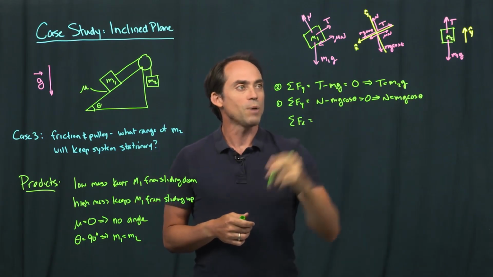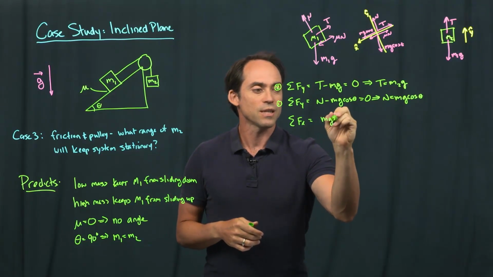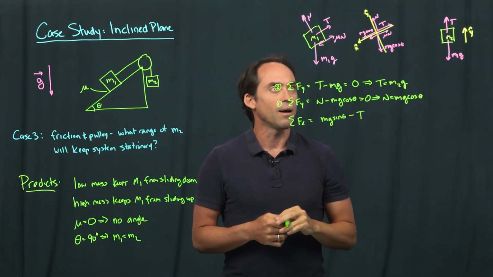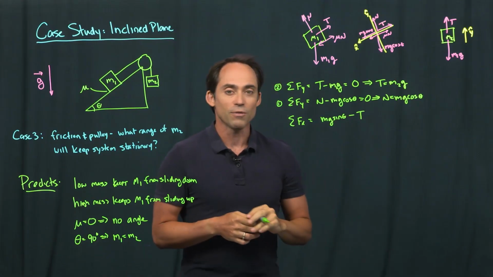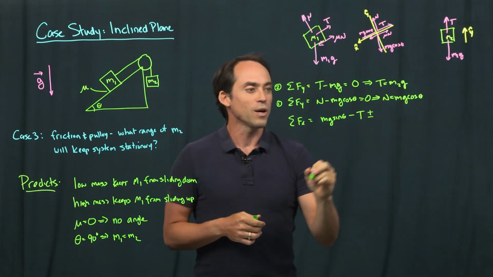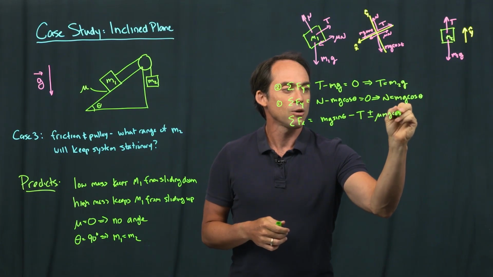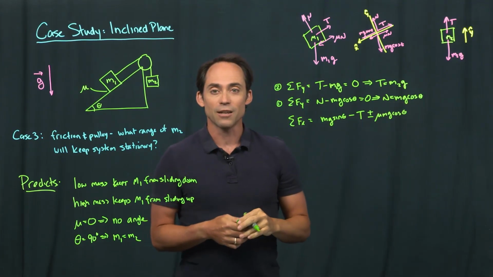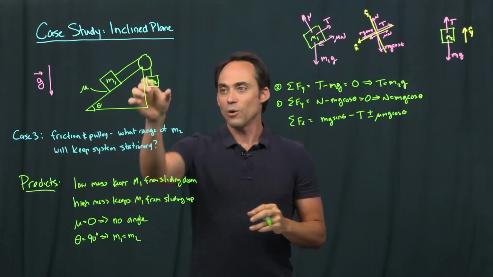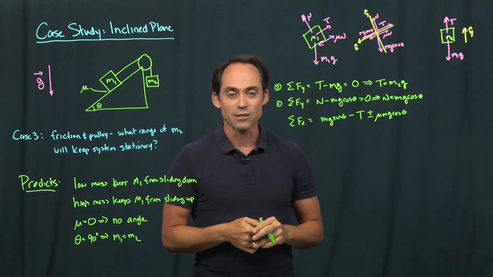If we choose positive to be in the down-the-inclined-plane direction, we've got mg sine theta pointing down. We've got tension pointing back up the inclined plane. And now we've got a choice, because we can have either a positive or negative mu times N, or mu times mg cosine theta, depending on whether this mass is so heavy it wants to slide down, or the other mass is so heavy it's actually pulling it up. This is what gives us our range for allowable masses.